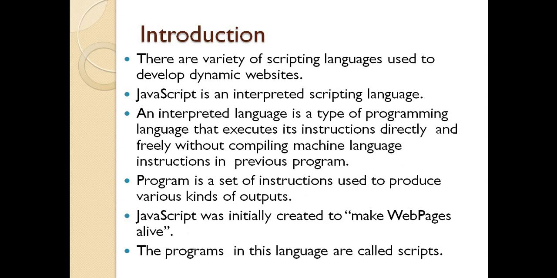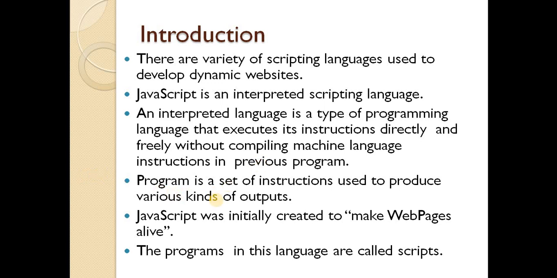There are a variety of scripting languages used to develop dynamic web pages. There are many scripting languages which are available. So which we have to choose is a question depending on your logic. JavaScript is an interpreted scripting language. An interpreted scripting language is a type of programming language that executes its instructions directly and freely without compiling machine language instructions in previous program. So, the JavaScript code and the machine language code, they are independent. They do not have any relation with each other, and this is what you mean by interpreted language.